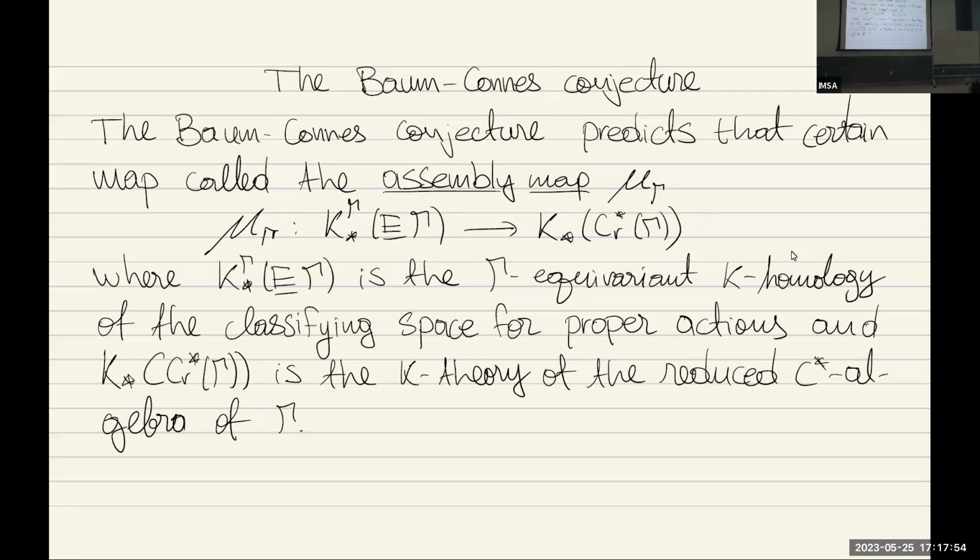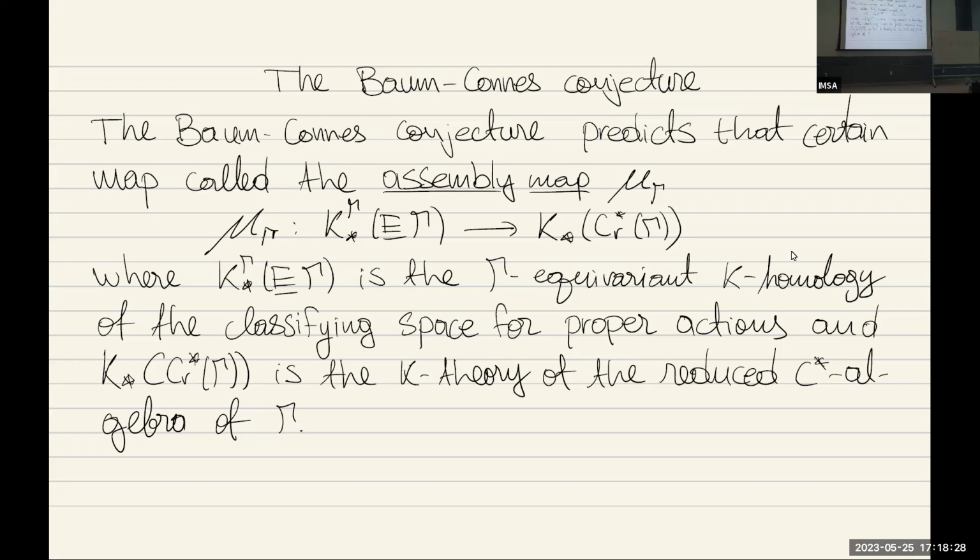The Baum-Connes conjecture predicts that a certain map, called the assembly map, is an isomorphism. The assembly map is defined from this group, the gamma-equivariant K homology group of the classifying space for proper actions, E bar gamma, and goes to this group K star of C_R star of gamma. It is the topological K theory of the reduced C star algebra.